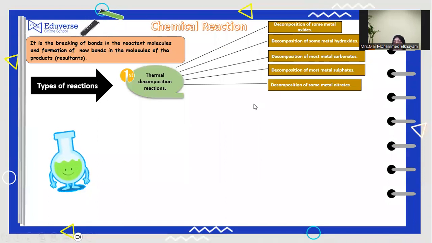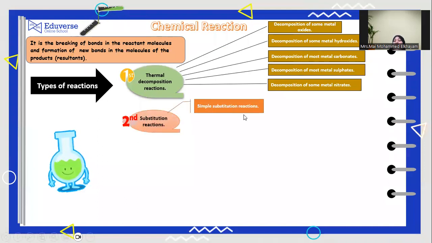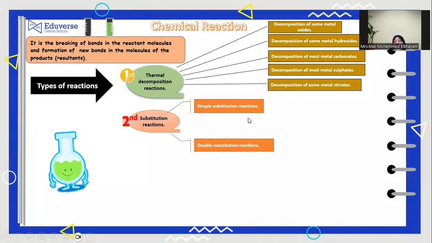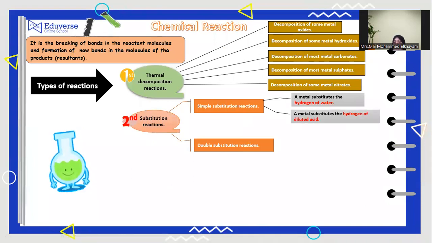The second type of reactions will be the substitution reactions. These are the simple substitution reactions and the double substitution reactions. In simple substitution reactions, we'll learn about a metal substituting the hydrogen of water, a metal substituting the hydrogen of diluted acid, and a metal substituting another metal in its salt solution.